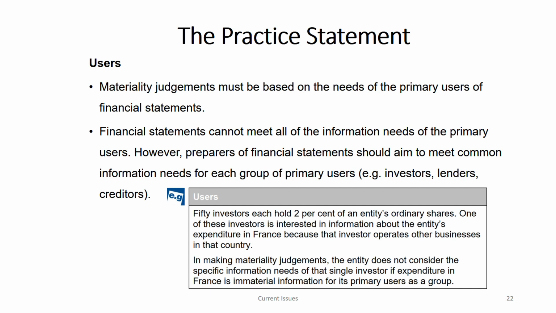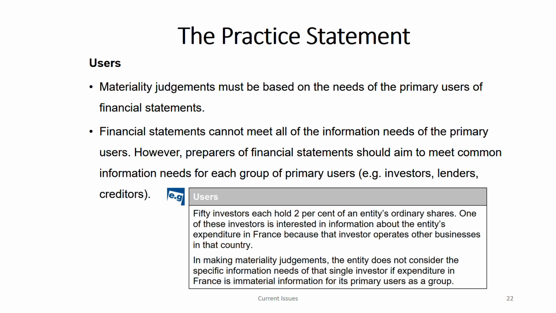For example, there are 50 investors. All the 50 investors are holding 2% each. That means it will make up to 100%. Out of these 50, one of the investors has an interest in certain information. What is that information need that they want? They want the expenditure in France. Why? Because the investor operates other businesses in that country. That means this particular investor, out of those 50 investors, has a business in France. That's why he wants to know the expenditure in France.